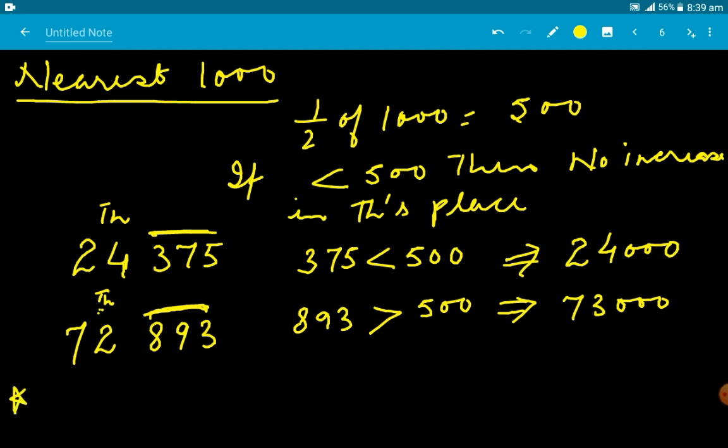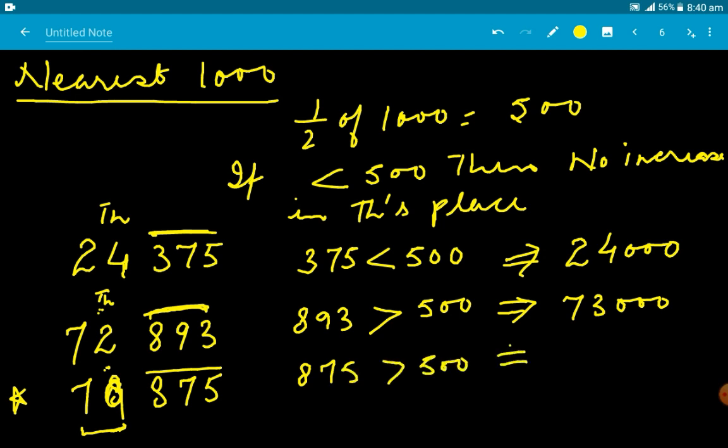Now let us take one more example. I'll take 79,875. Now check these three places. What is this? Greater than 500. So, bache, if it is greater than 500, this 1000 place will be increased by 1. It is already 79 here. If you add 1 to this number, what will it become? 80,000. So 875 is greater than 500, so it will become 80,000.